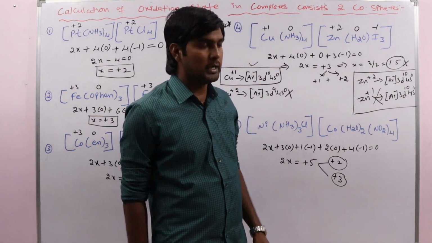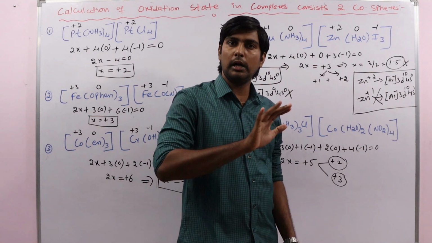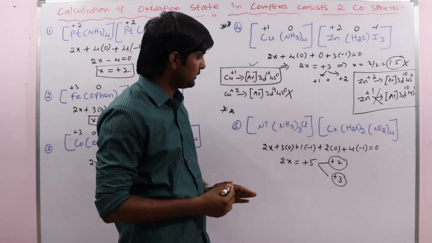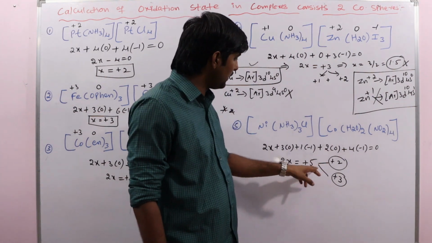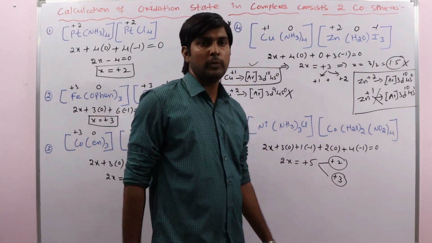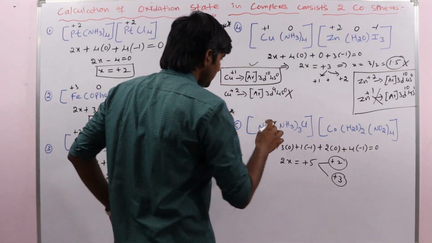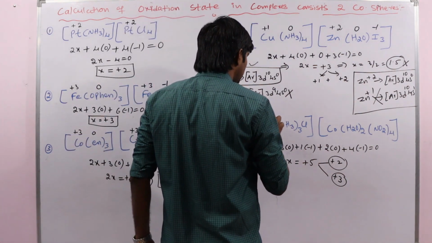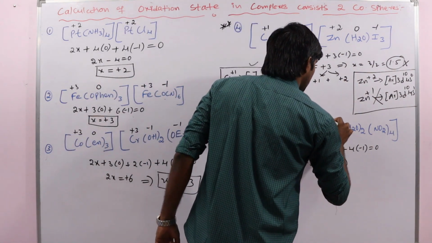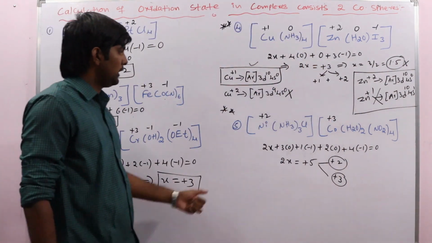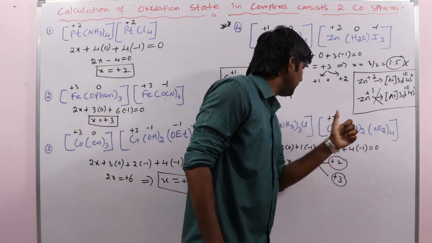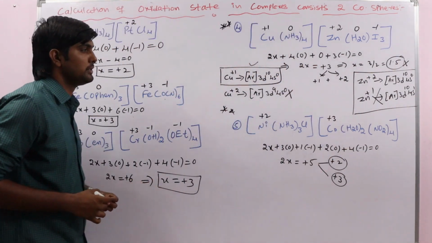But what is the reason? Any metal like that is not at all stable in the +1 oxidation state. So don't write this one as 4 plus 1. Only write as 2 plus 3. So now here nickel will get +2 oxidation state. Cobalt will get +3 oxidation state. Nickel will get +2 and cobalt will get +3 oxidation state.